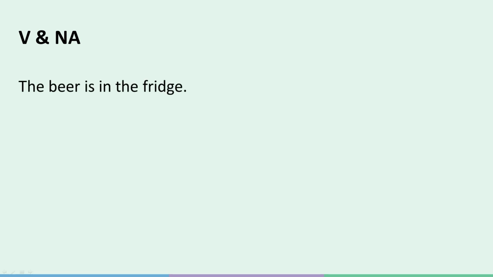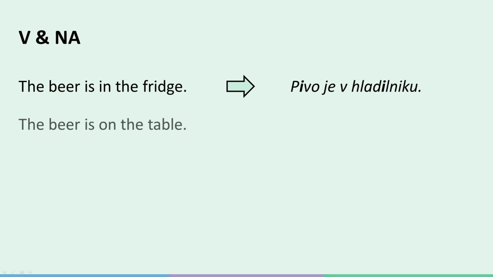The beer is in the fridge. Pretty straightforward. We expect to see the preposition u in the Slovene translation. And there it is. Pivo je u hladilniku. The beer is on the table. Here we expect to find na in the Slovene sentence. Sure enough, there's our na. Pivo je na mizi.